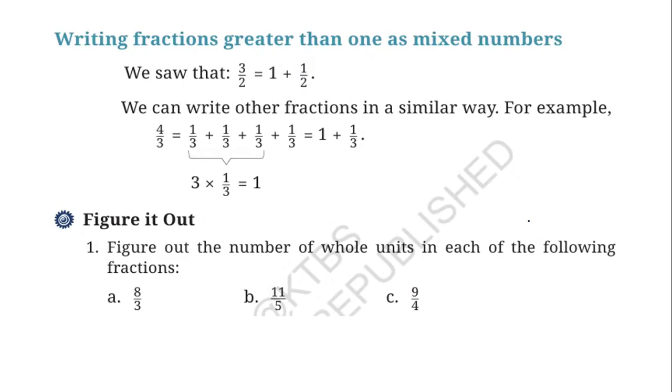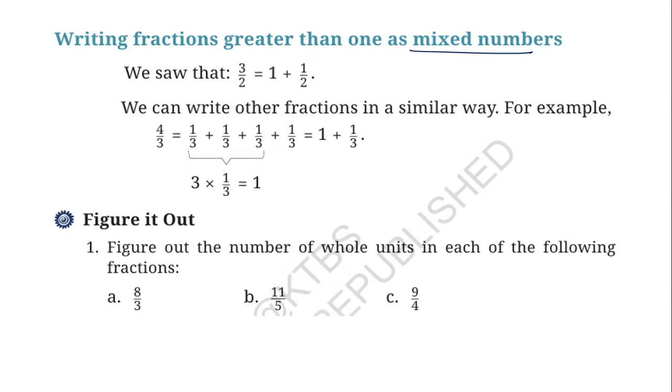Writing fractions greater than 1 as mixed numbers. We saw that 3 by 2 can be written as 1 plus 1 by 2. We can write other fractions in a similar way. For example, 4 by 3. That means 4 times 1 by 3. This is 1 unit. This makes 1 unit plus 1 by 3, that is 1 plus 1 by 3. 3 times 1 by 3 is equal to 1.